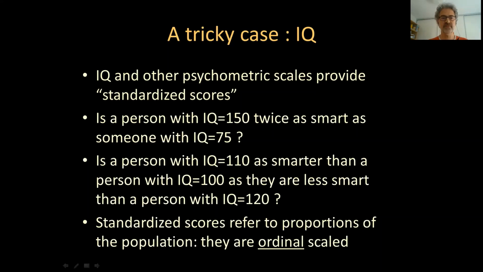So because they refer to proportions of the population and aren't themselves scaled on some kind of linear measuring tape of intelligence, these kinds of psychometric scales are in fact scaled on an ordinal level of measurement. And they're not interval, and they're certainly not ratio. And that limits what we are allowed to do with these scores and how we can formally treat them.